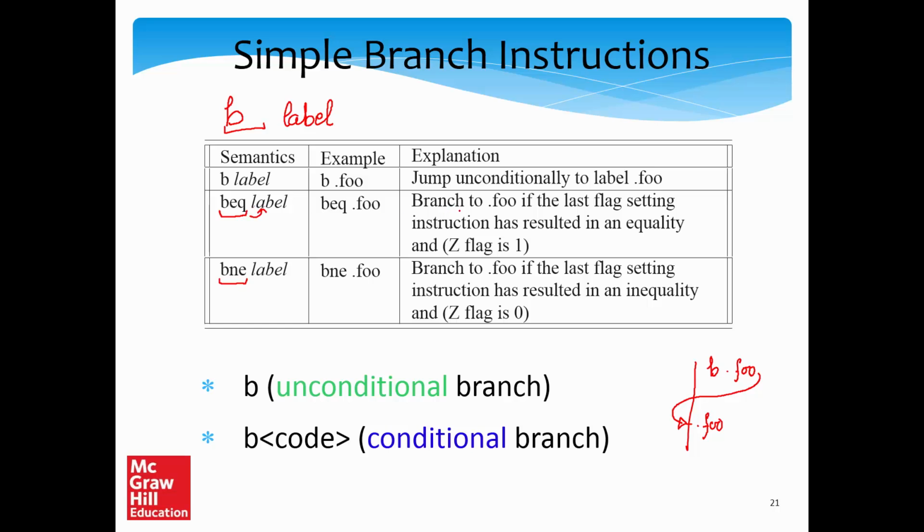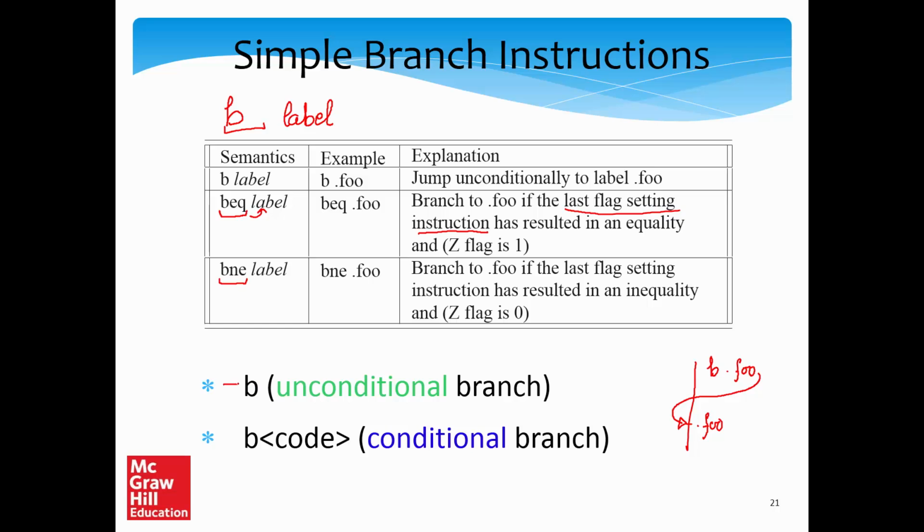So the explanation is that we branch to .foo if the last flag setting instruction, and mind you this is one phrase, flag setting instruction, has resulted in an equality, and this will show up in the Z flag being equal to 1. Similarly, we have branch not equal to, which is just the opposite of branch if equal to, where the Z flag is equal to 0.